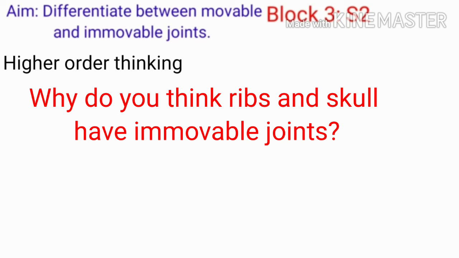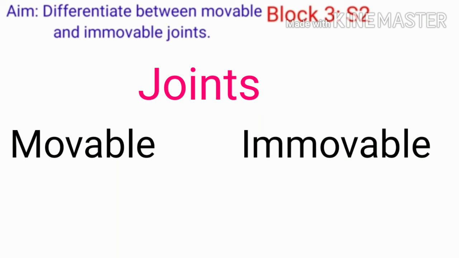Now tell me, why do you think ribs and skull have immovable joints? Because the bones in the ribs and skull protect the internal organs like brain, heart, lungs, stomach, etc. There is no movement required here, so these joints are immovable. So today we learnt about types of joints, that is movable and immovable joints.